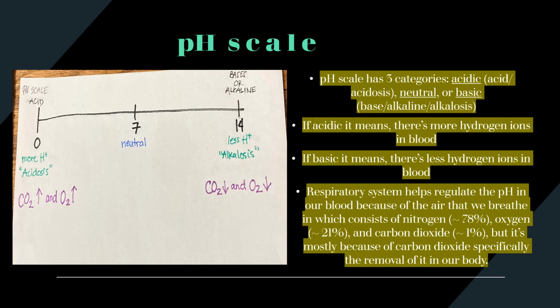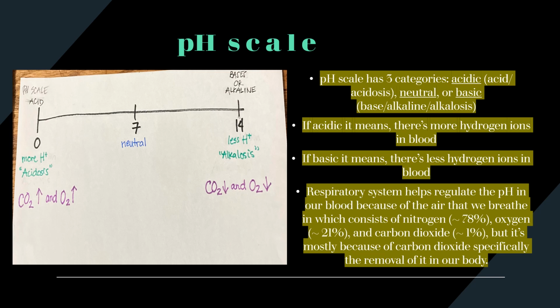And the respiratory system helps regulate the pH in our blood because of the air that we breathe in, which consists of mostly nitrogen, 78%, oxygen, 21%, and carbon dioxide, 1%. There are also other compounds, but these are the big three. It's mostly because of the carbon dioxide, specifically the removal of it in our body, which is connected to the pH in our blood.